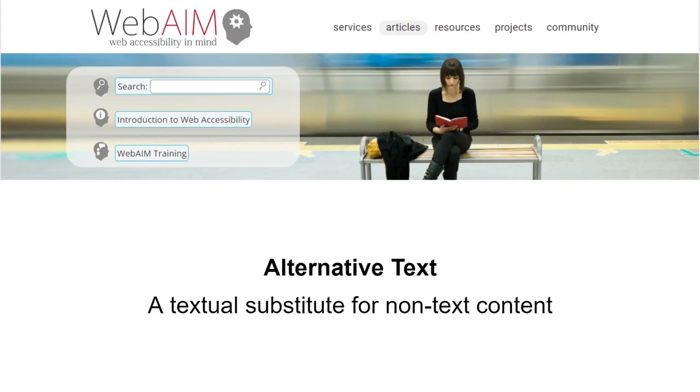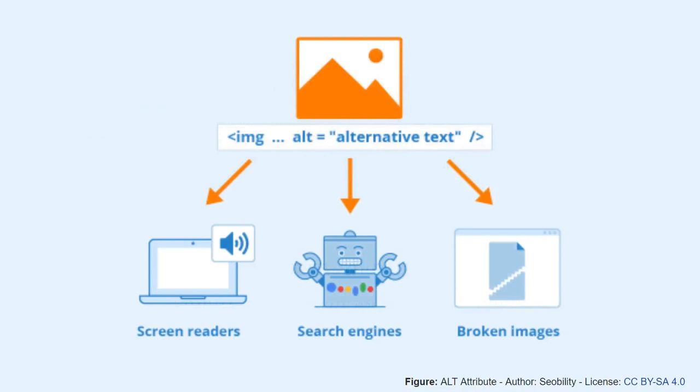WebAIM defines alt text as a textual substitute for non-text content. Here, we're focusing on alt text for images. Alt text exists in the background coding of a digital document. At the top of your screen, you can see a graphic representing an image, and below the graphic is some HTML coding that includes the alt text. Alt text serves three purposes.